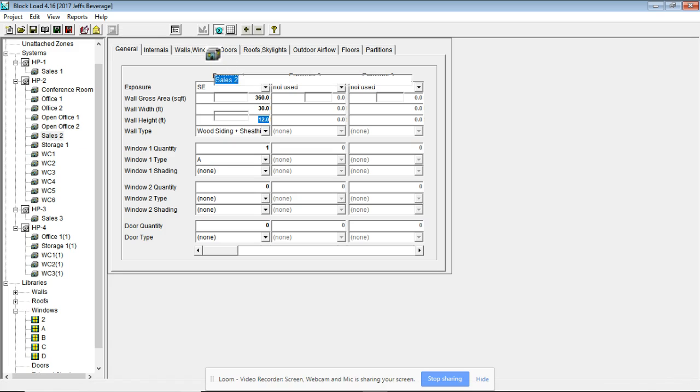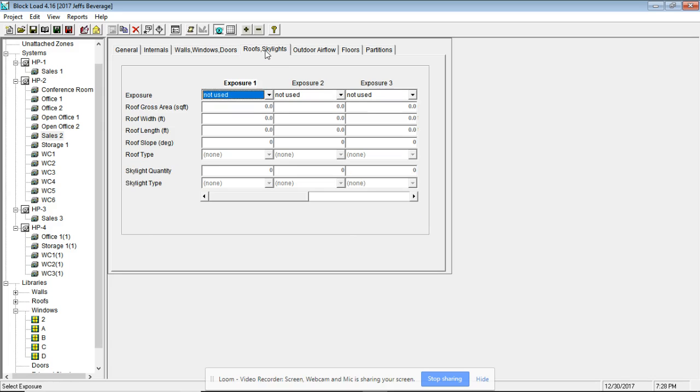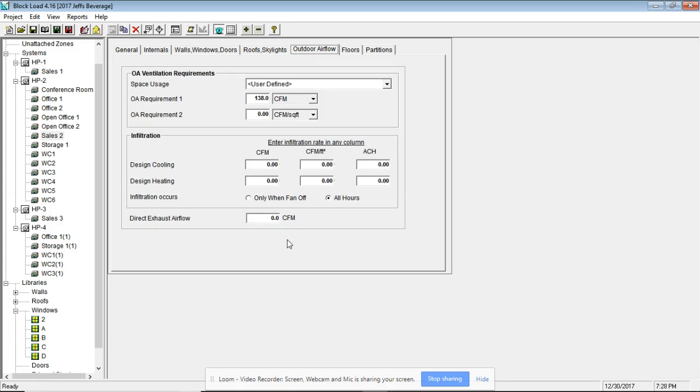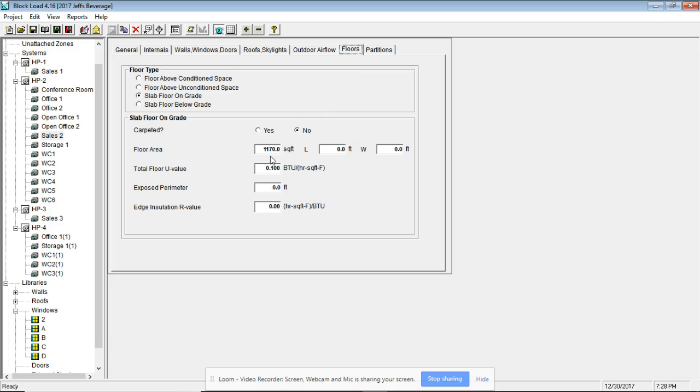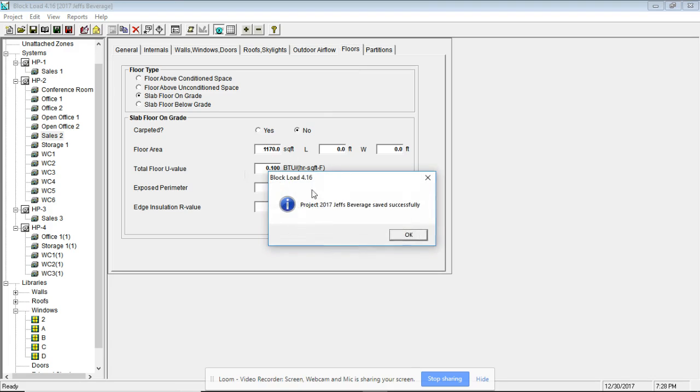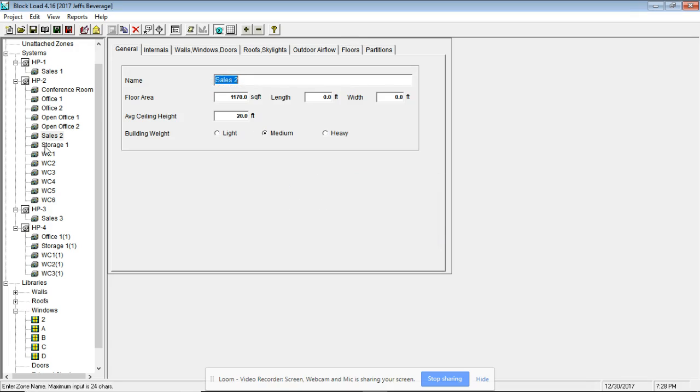Anyway, sales 2, there's one wall facing southeast, 30 feet long, 12 feet high, has one window type A, and there's no shading in this building. Roof and skylights, we delete the roof. Outdoor airflow 138, no exhaust, and the floor 1170. We're done with sales 2. Save that, move on to the next one.